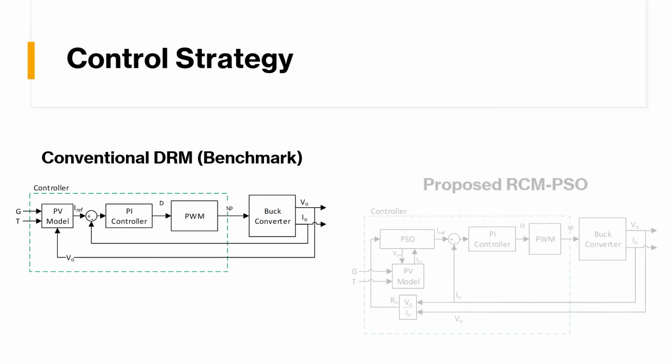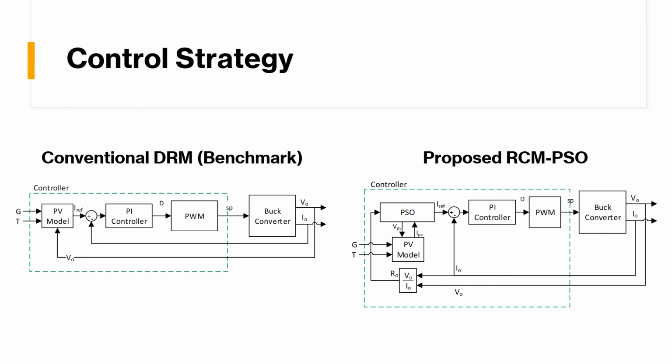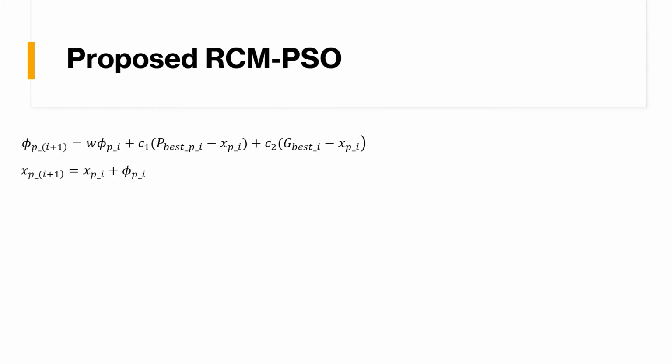Okay, this is the conventional one. This is the proposed RCM-PSO. So there is a bit of a difference at the left side. You can see that there is PSO before the PV model, and also instead of using only V out, we use both V out and I out for the feedback.